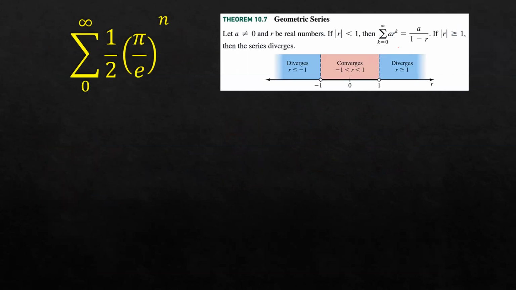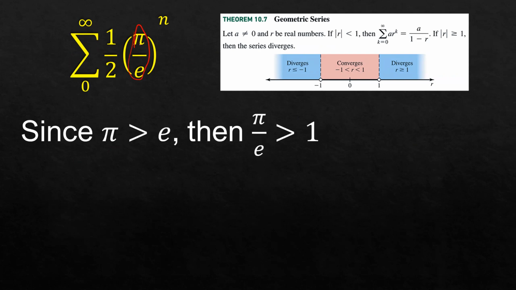When looking at this right here, 1/2 is your a, pi over e is your r, right? So geometric series, divergent or convergent, depends on the r. So let's go look at the r. That would be pi over e. Well, we know that pi is larger than e, so pi over e is greater than 1, and we are there in that part of the number line. So we would say our sum diverges.